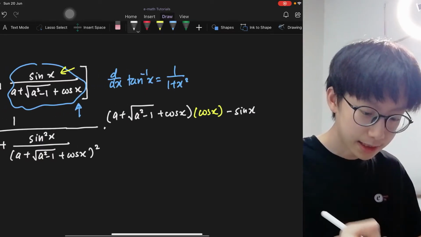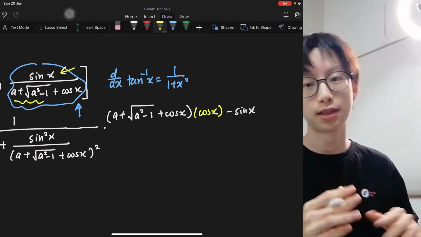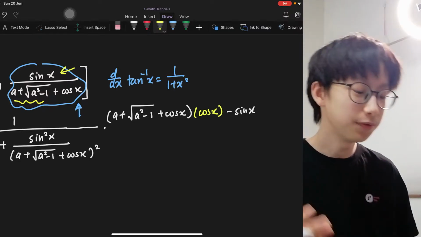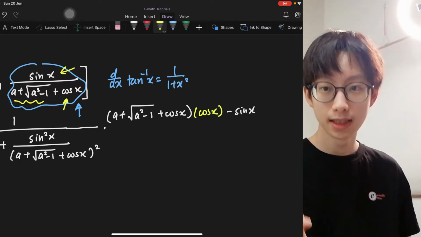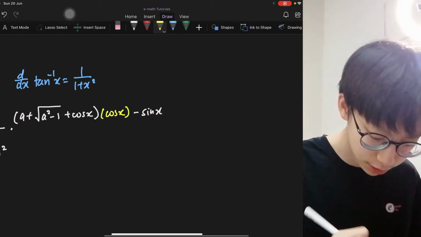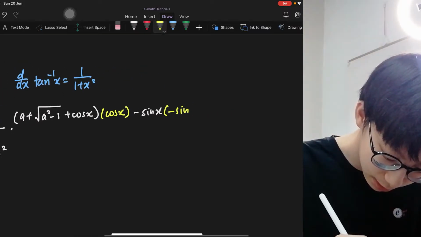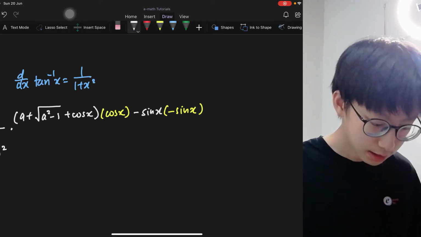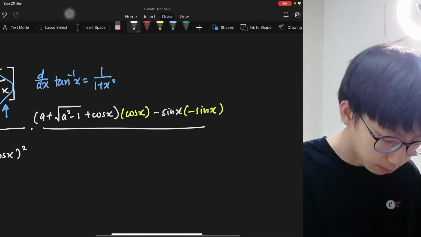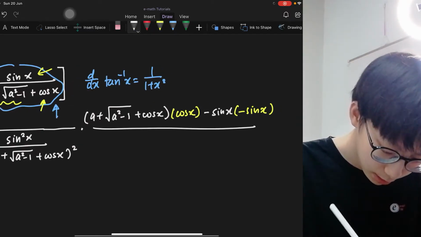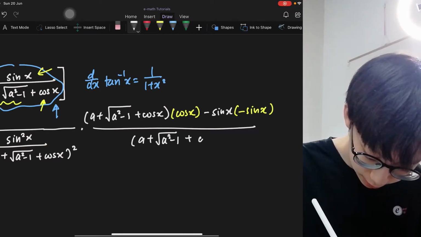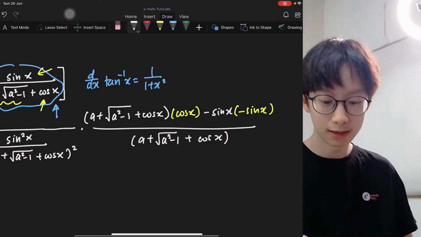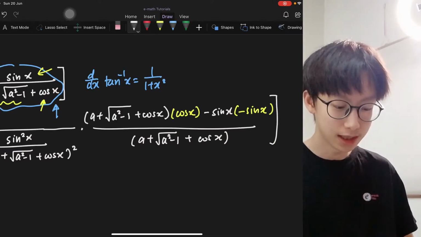Like I said, all the a's here are just constants. When you differentiate, they disappear. The derivative of cos x is negative sine x. So just put it here, negative sine x. Then over the bottom function squared: a plus square root of a squared minus 1 plus cos x. See, I told you we can cancel out with something from du/dx.